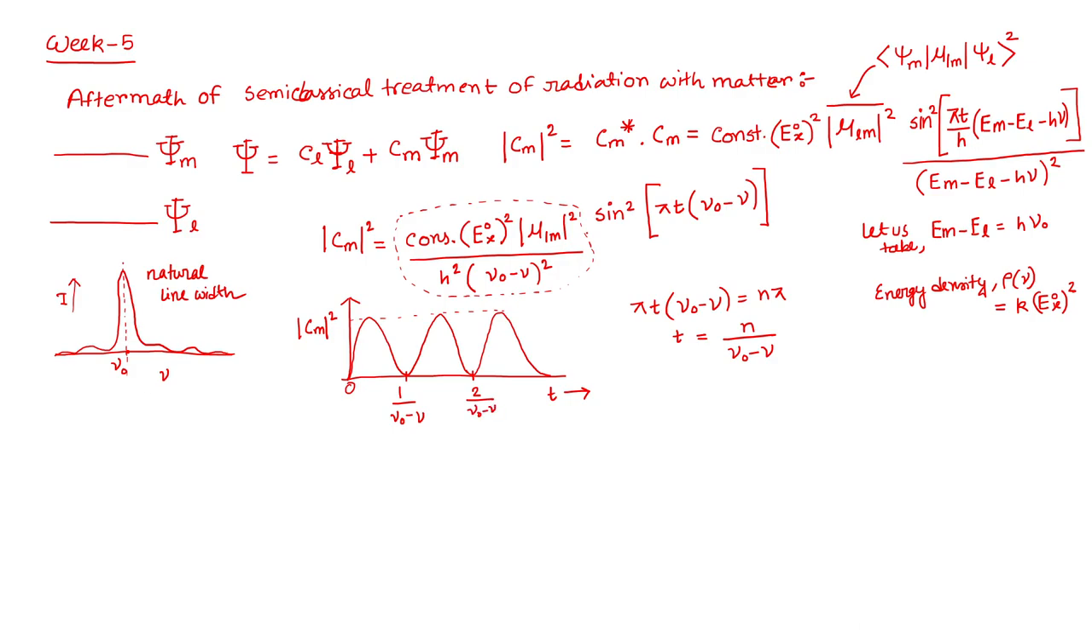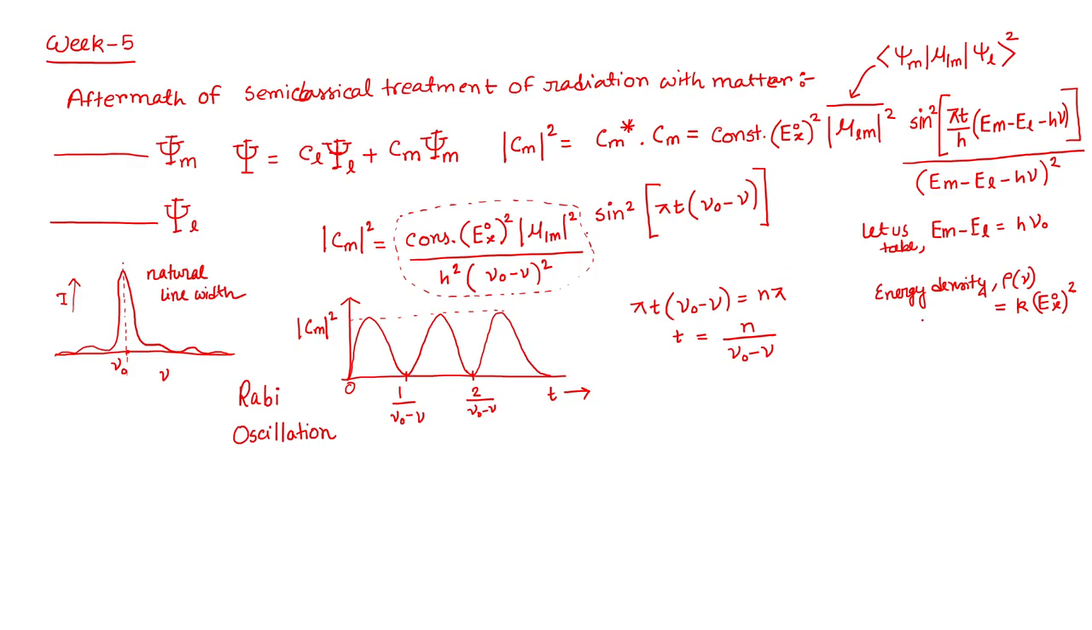So actually this kind of oscillation of this cm square, or you can say the contribution of the sine to the mixed state, is actually known as Rabi oscillation. It is based on the name of the scientist Rabi. Okay. All right.